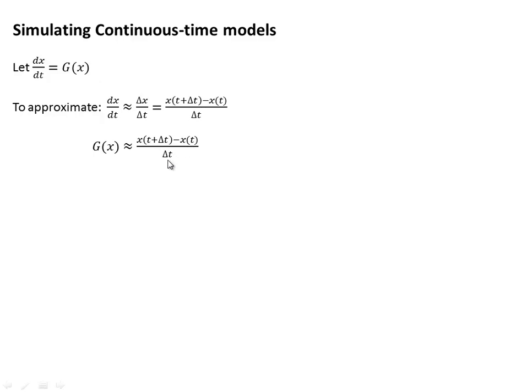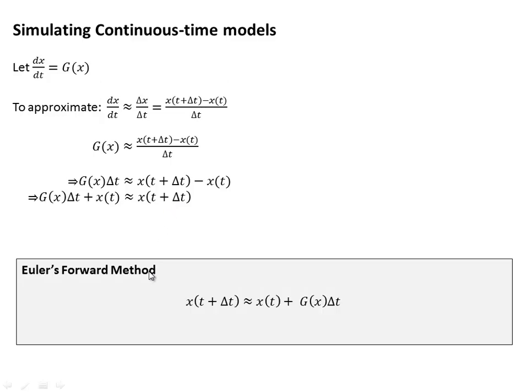by delta t. If we multiply both sides by delta t, we get g of x times delta t is approximately x of t plus delta t minus x of t. And then adding x of t to both sides, we get g of x times delta t plus x of t is approximately x of t plus delta t.